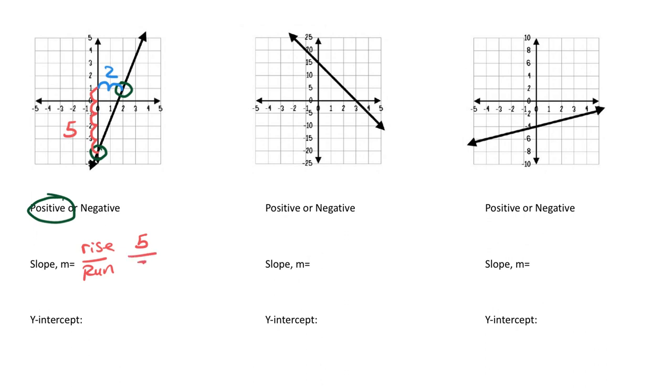So the run, which is the left to right, is 2 spaces over. So I know that is a positive slope, so I don't have to put a negative sign at that. The slope is 5 over 2. I'm going to leave it in an improper fraction for slope. I'm not going to turn it into a decimal. It is in its simplest form right now because I cannot divide both numbers by 2 evenly.